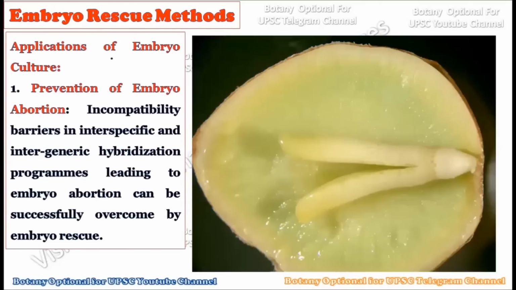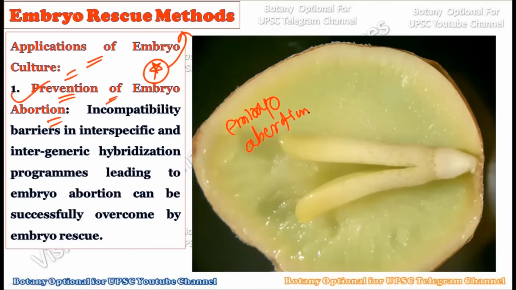Now let us consider what are the applications of the embryo culture. These applications will be of high importance, because this is literally given in the syllabus, that we have to understand what the embryo rescue method is and what the applications of this particular method are. So the very first application of this technique is the prevention of embryo abortion. Obviously, the embryos which are going to abort are completely saved due to embryo culture or embryo rescue.